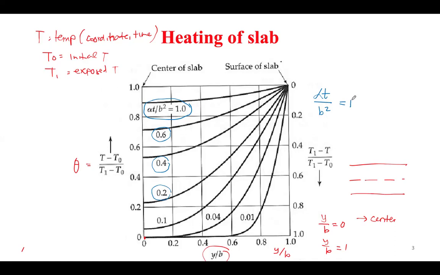That means if your alpha t divided by b square is getting lower, which means you have low thermal conductivity, that means the surface of the slab would be very hot, but it would take a long time for the heat to penetrate to that depth. Yeah, so this is the heating of the slab.